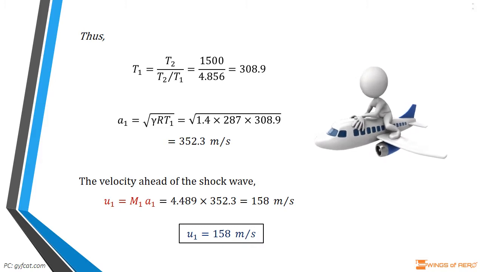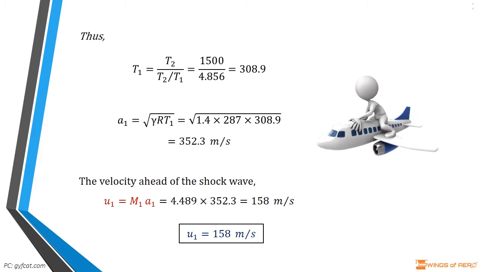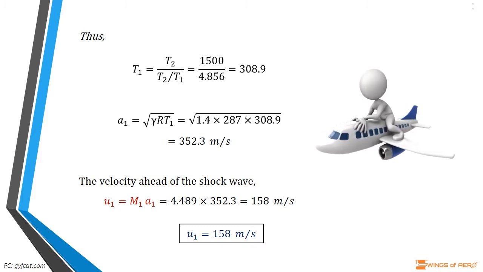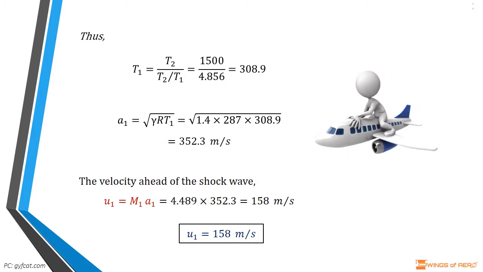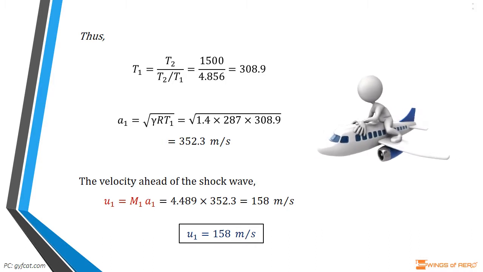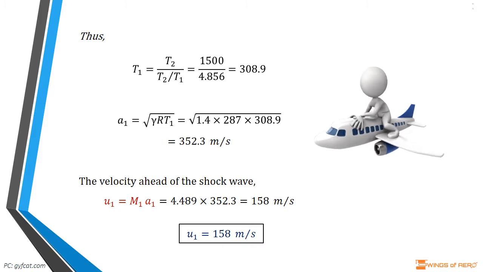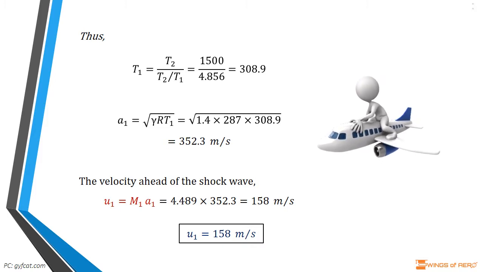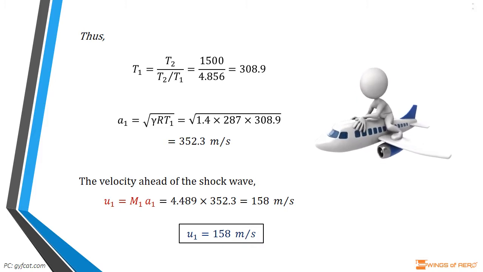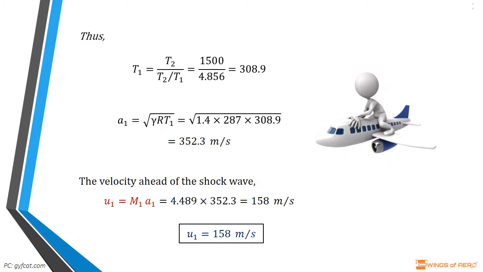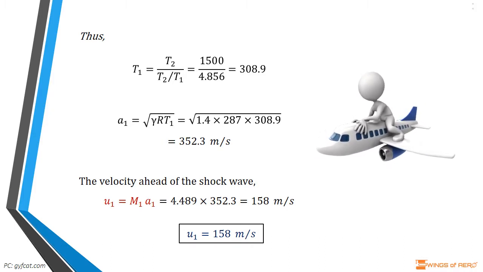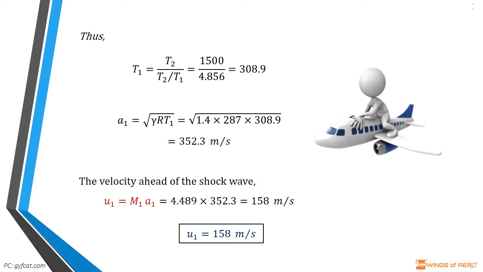Now, we can find the temperature ahead of the shock wave. We can write T1 is equal to T2 divided by temperature ratio T2 by T1. Substitute the values of T2 and temperature ratio T2 by T1 and simplify. We get T1 is equal to 308.9 Kelvin.